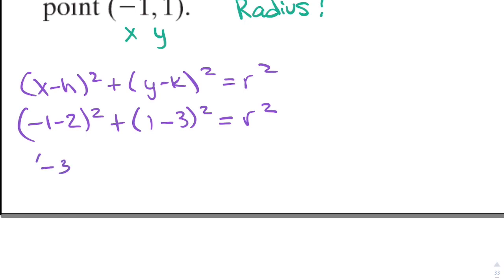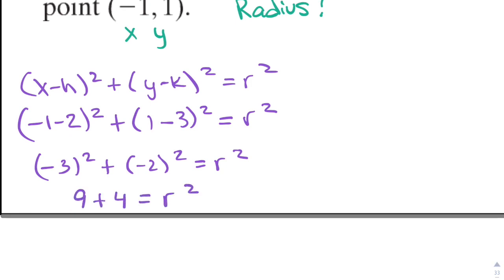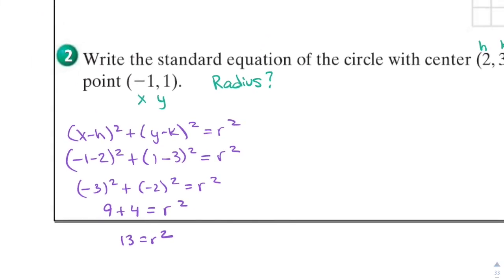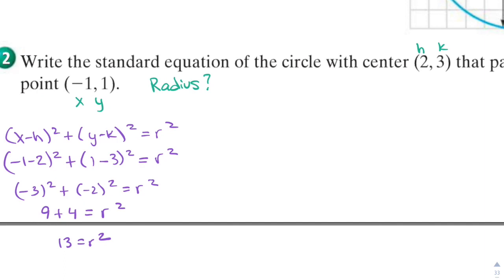So I get negative 3 squared plus negative 2 squared is r squared. So 9 plus 4 equals r squared. 13 equals r squared. It wants me to write the standard form of the equation. The radius, in reality, is the square root of 13, but I'm not interested in that. I'm interested in writing the equation in standard form.